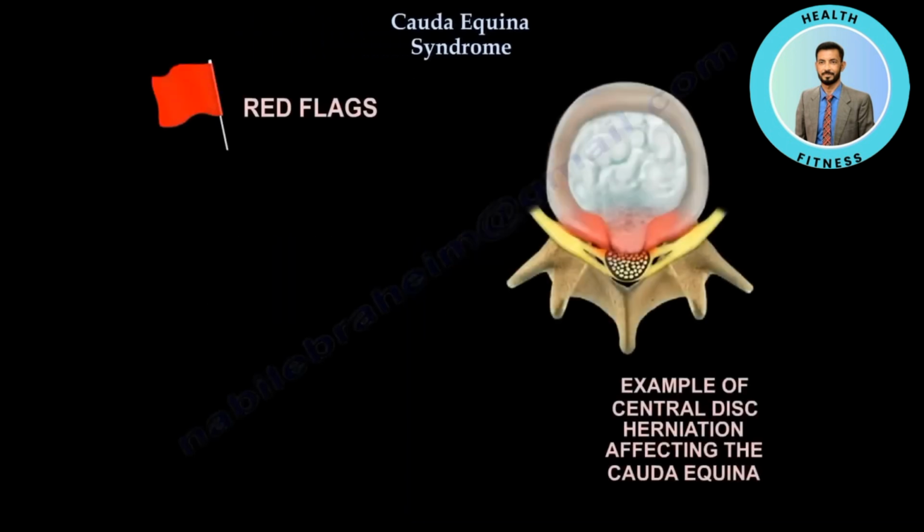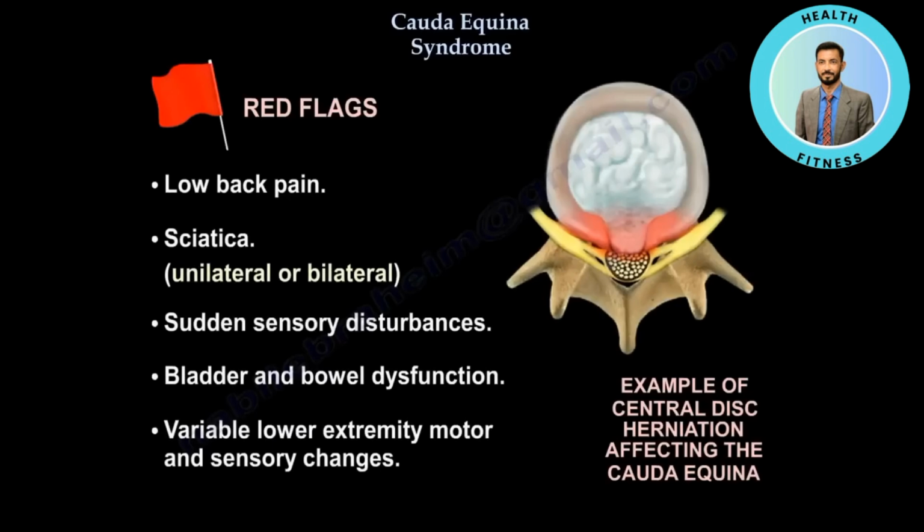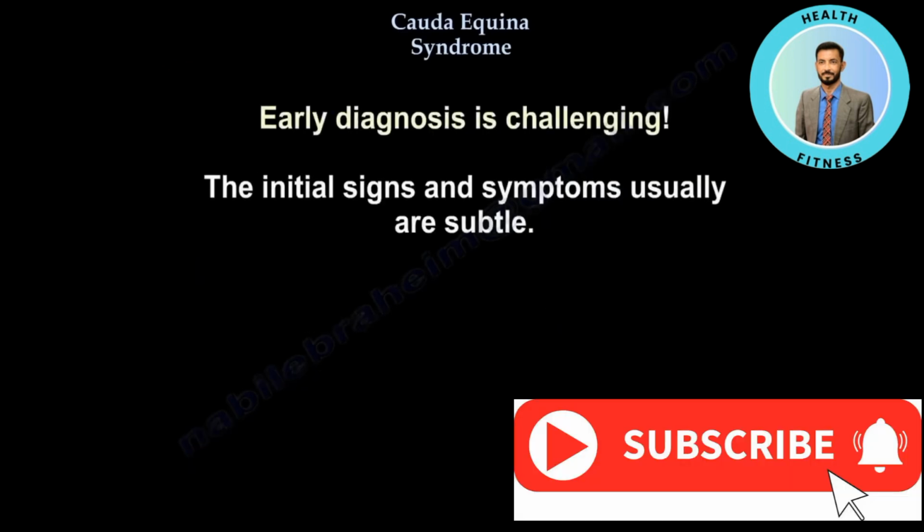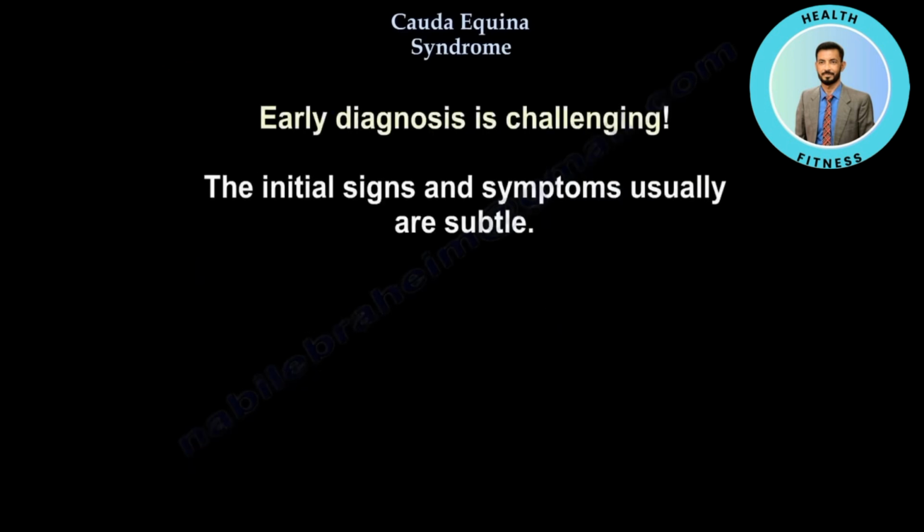What are the red flags that tell you that you have cauda equina syndrome? Low back pain, sciatica unilateral or bilateral, sudden sensory disturbance, bladder and bowel dysfunction, variable lower extremity motor and sensory changes. Early diagnosis is challenging. The initial signs and symptoms usually are subtle.